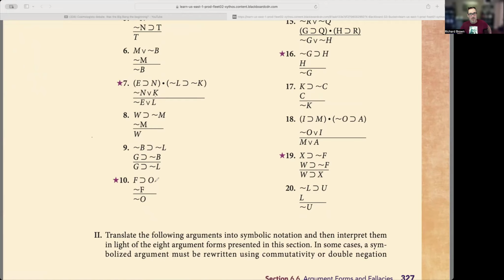So we have F horseshoe O, tilde F, therefore tilde O. Interpreting P as being F and Q as being O, this first premise says P horseshoe Q, F horseshoe O. And the second premise is a tilde of the P part. The one that looks like that, with a tilde of the P part, concluding tilde of the Q part, is denying the antecedent. So this is an invalid argument form, denying the antecedent. Okay, very good. We don't have to rewrite anything there. All right, so that was number 10.